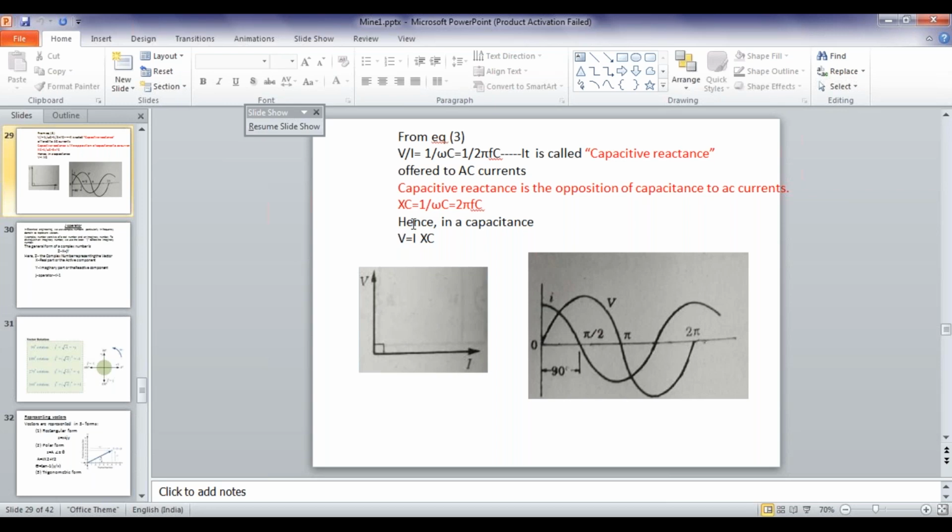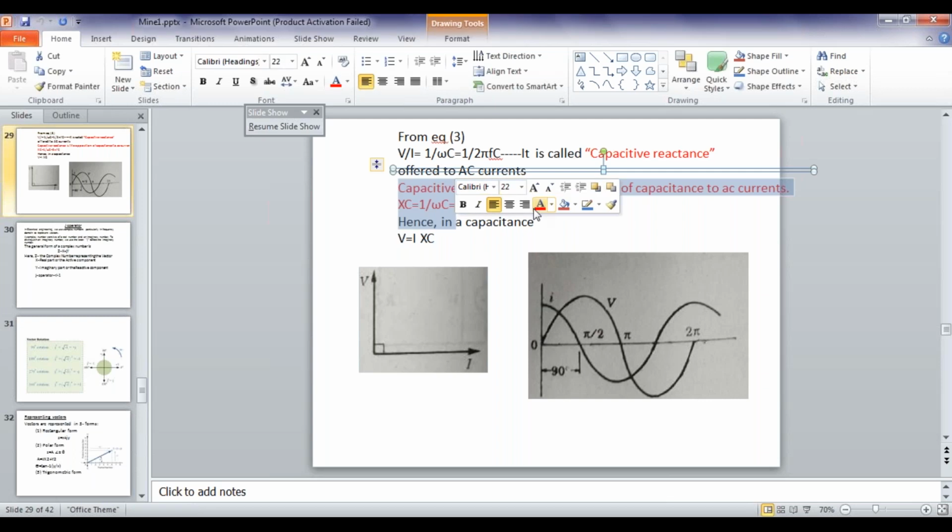Now, the reactance offered by the capacitance for an AC current is given as the capacitive reactance XC, which is equal to 1 by 2 pi FC. It is 1 by 2 pi FC.